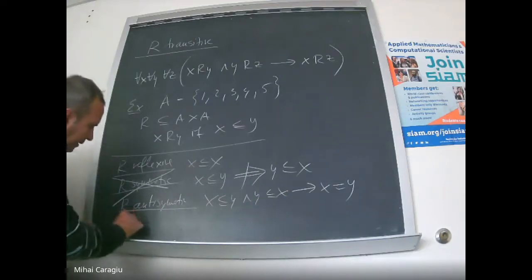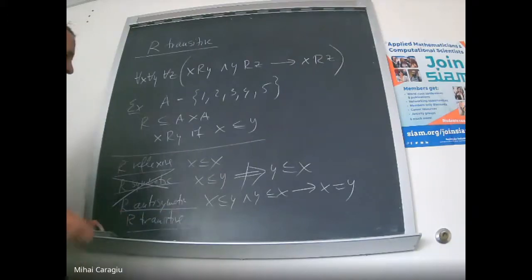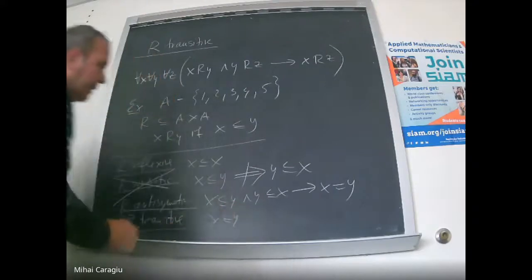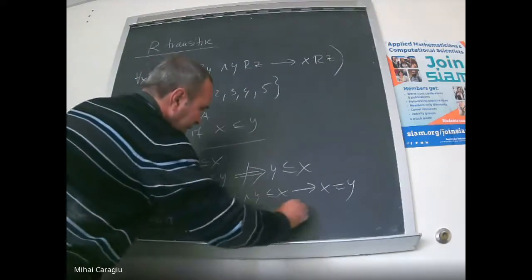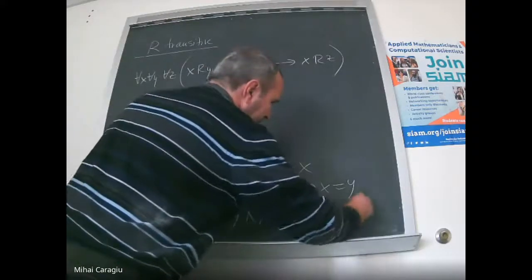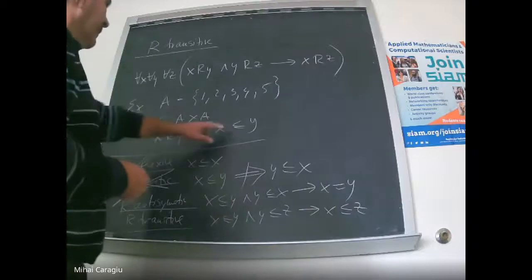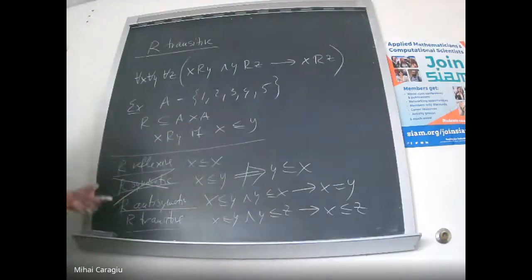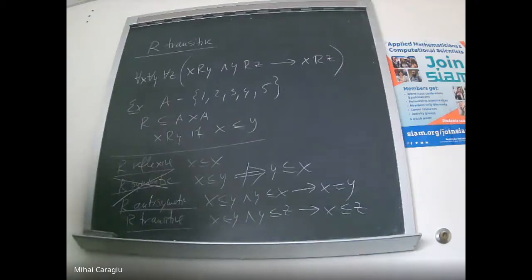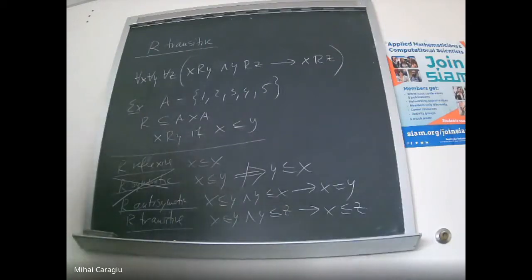What about R transitive? For transitivity, let's check if X is less than or equal to Y and Y is less than or equal to Z, then it does follow that X is less than or equal to Z, which makes this relation transitive. So the less than or equal relation is reflexive, antisymmetric, and transitive. Later on we discuss in depth partial order relations, which are defined just by being reflexive, antisymmetric, and transitive. And also, before them we'll discuss equivalence relations, which are reflexive, symmetric, and transitive.